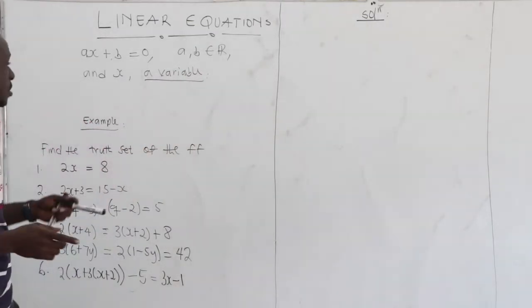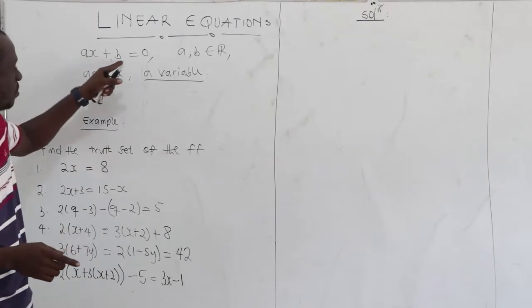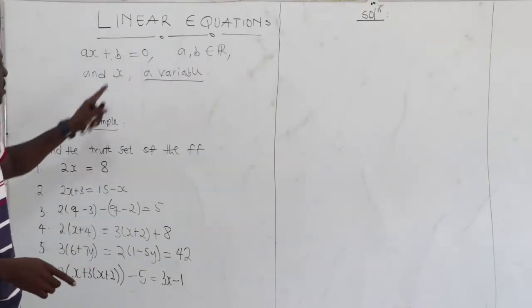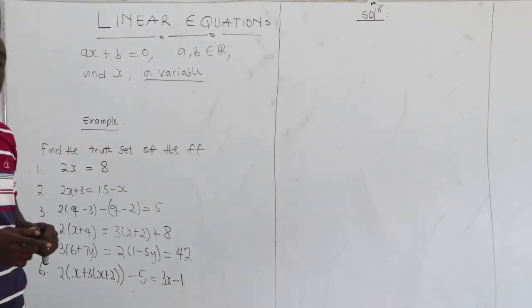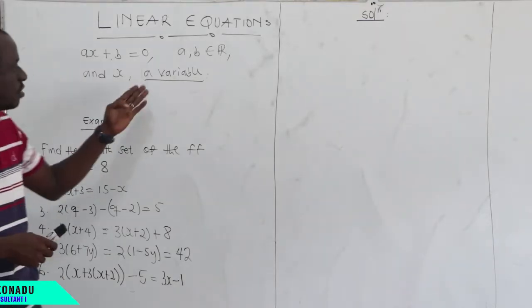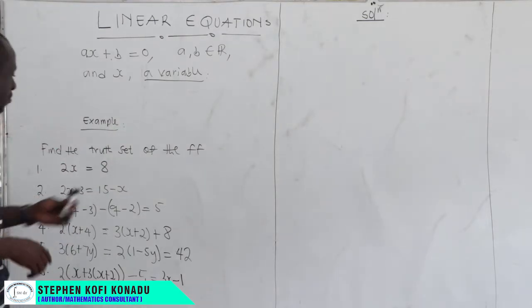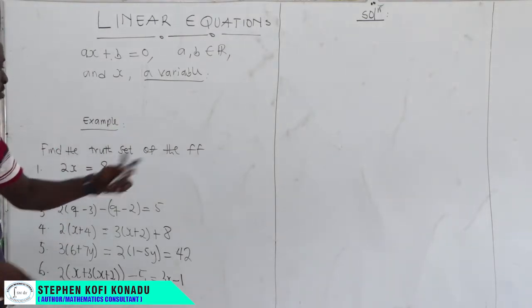So a linear equation is an equation of the form ax plus b equals 0, where a and b are real numbers, and x is a variable. Now, in most cases, we'll be asked to find the variable. Let's consider the first example. Find the truth set of the following.